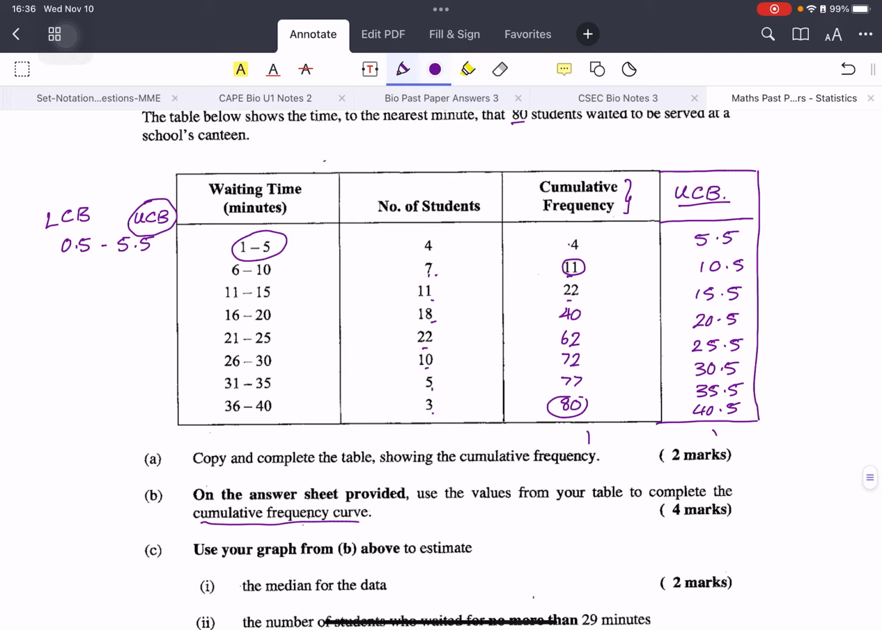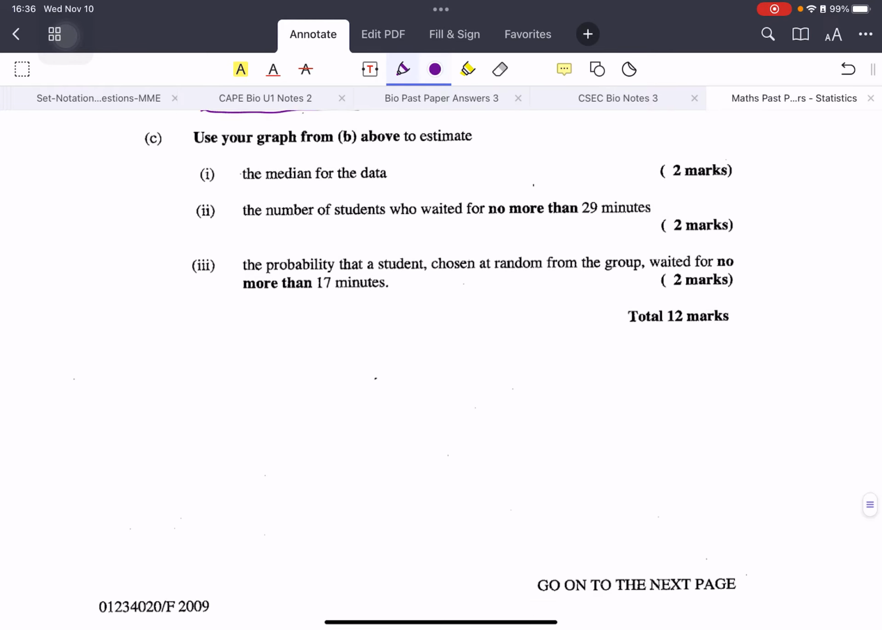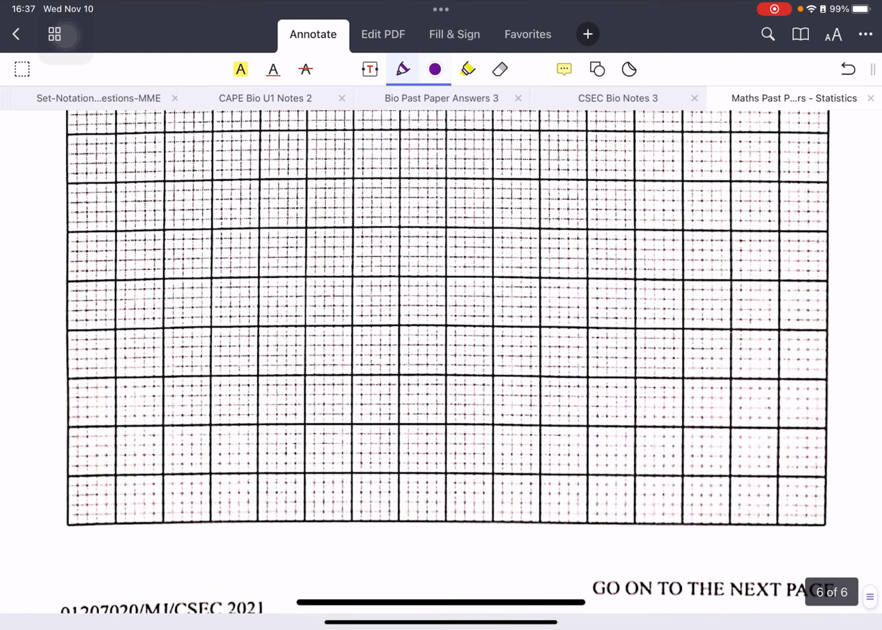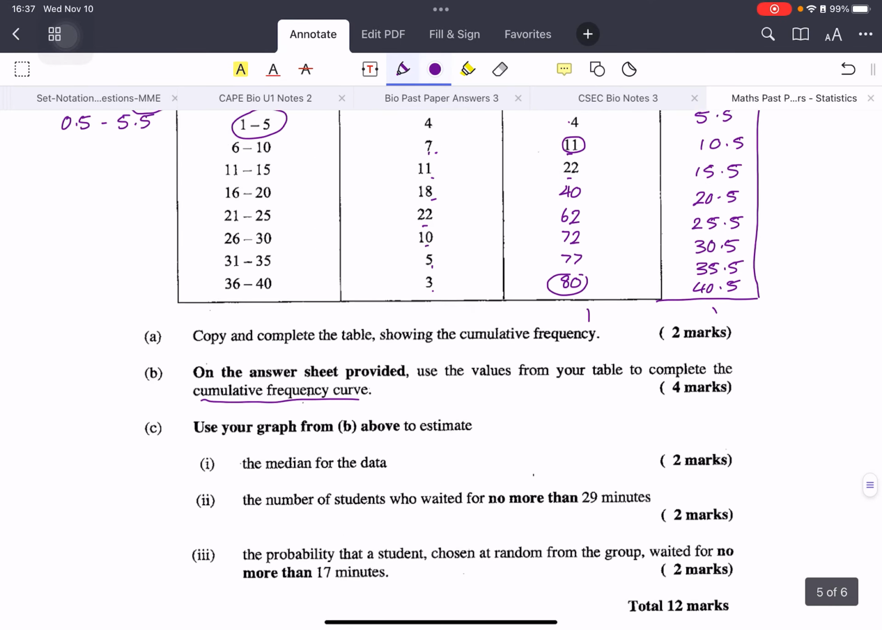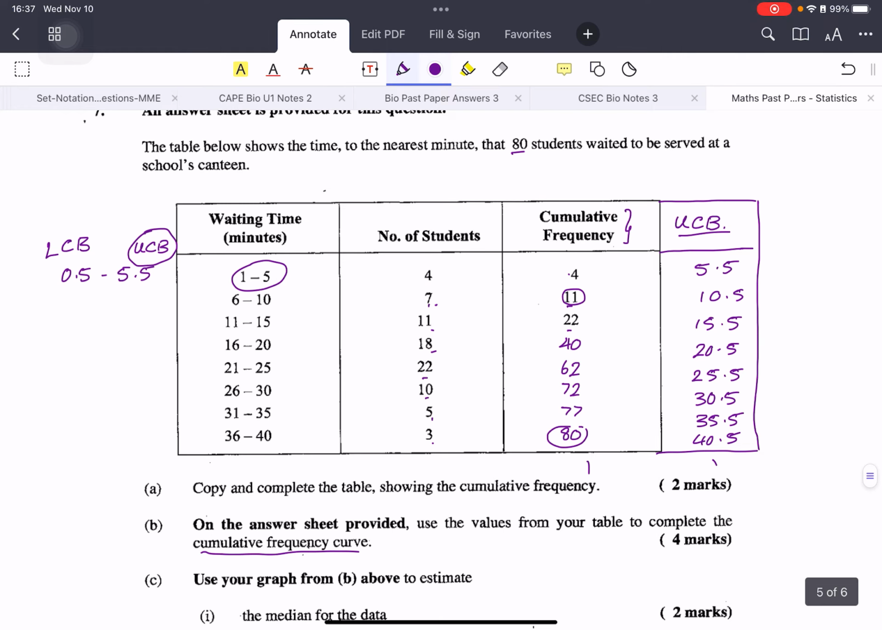However, we need to start our cumulative frequency curve from 0 at the horizontal axis, which is this axis here, right? Our cumulative frequency curve always needs to touch this axis. And before I go into how we're going to get that, let's actually draw our cumulative frequency curve first. Let's plot the points, okay? So our first point is going to be 5.5 and 4.